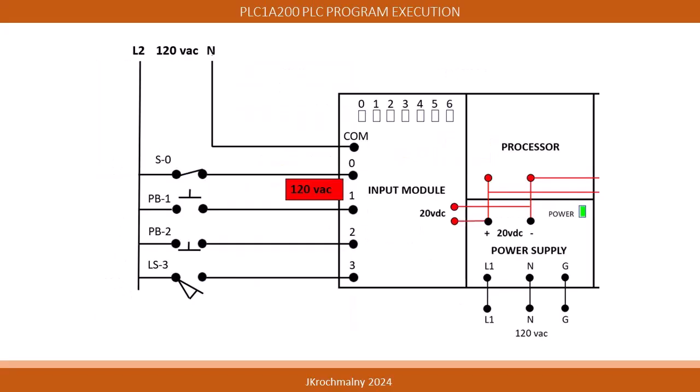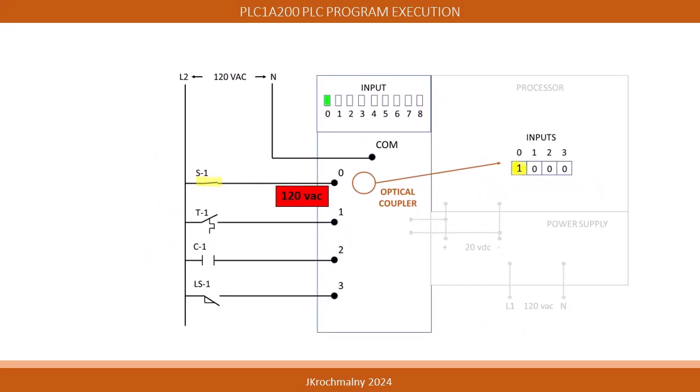Closing field device switch S0 causes 120 volts AC to be placed on the PLC input terminal 0. The optical coupler sees this 120 volts AC on the PLC input terminal 0 and reports this condition back to the processor. The processor records this condition as a 1. Also notice on the PLC input module, the associated diagnostic LED 0 at the top becomes illuminated.